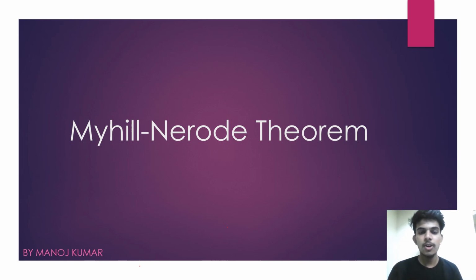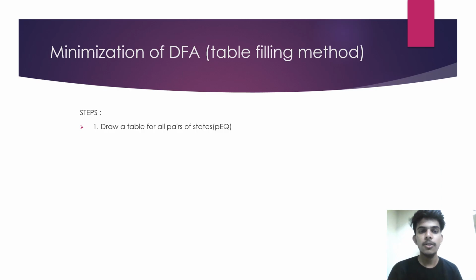Hi, in this video I am going to explain the Myhill-Nerode theorem. This Myhill-Nerode theorem is used for minimization of DFA, and this theorem is also known as the table filling method. Basically, in this method there are four main steps.